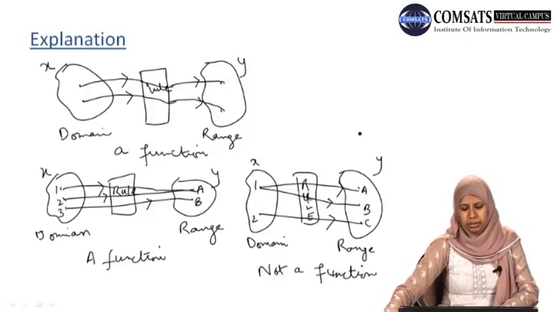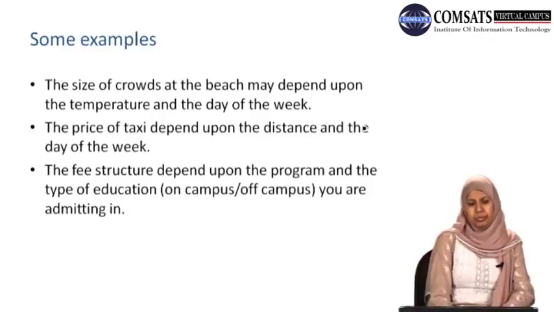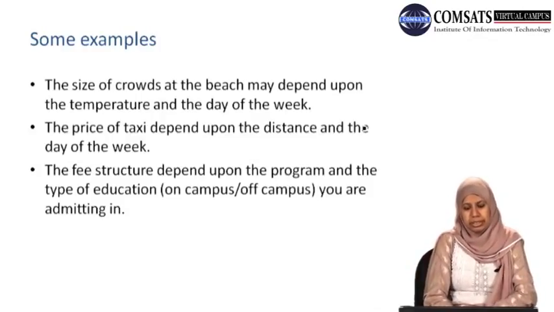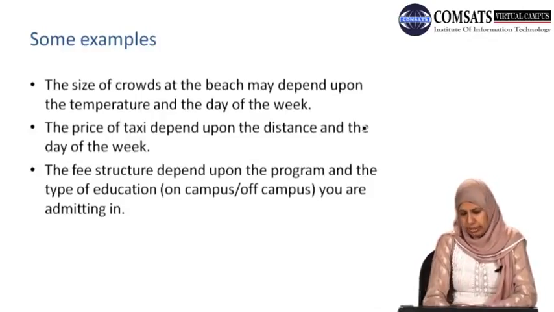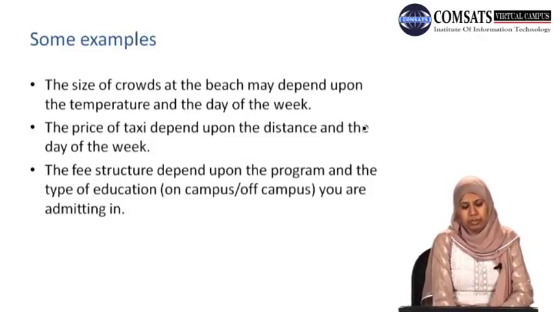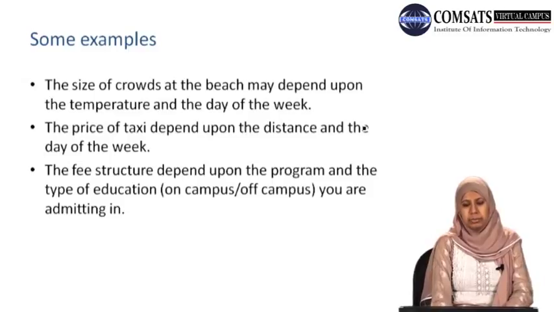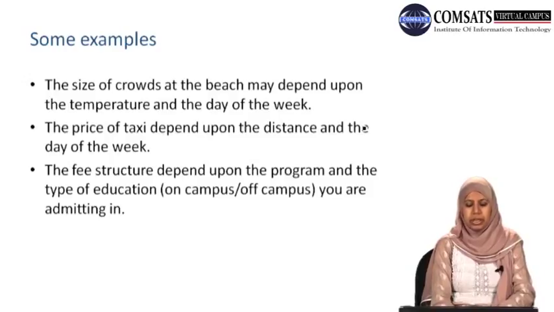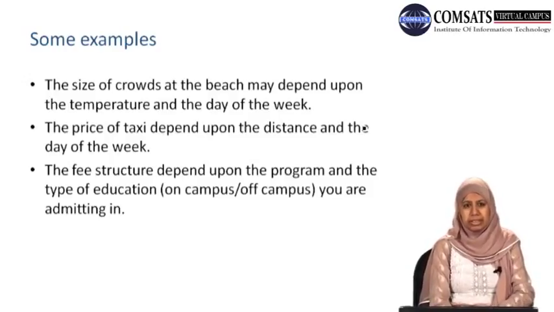Okay, now we look at some daily life examples. What do we mean by the rule? By the rule we mean that, for example, the size of the crowd at the beach may depend upon the temperature and the day of the week. That is, the output, which is the size of the crowd, depends upon the temperature and the day of the week, which are basically the inputs here.